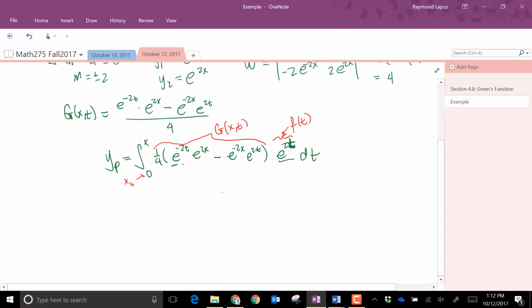Yeah, so if there's anything that we can simplify and whatever. So the e to the negative 2t and e to the positive 2t would just go away, and then we can have e to the 4t over here. So let's rewrite this integral going from 0 to x, so 1/4. Suppose we could take the 1/4 out already. I'll do it later. e to the 2x, which is constant with respect to t, and then minus e to the negative 2x e to the 4t dt. So let's integrate.